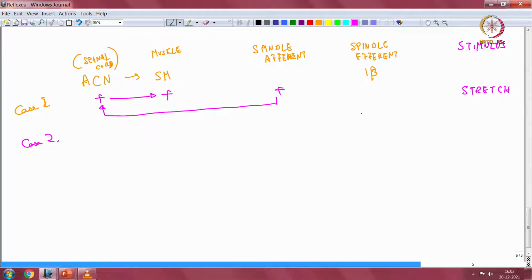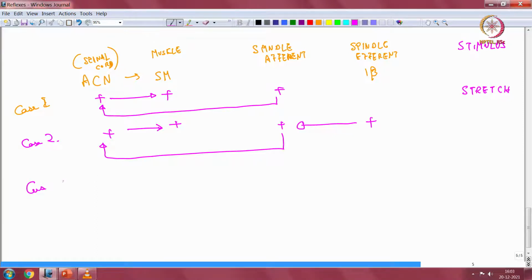Case 2, we give spindle efferent. Now, what happens with spindle efferent is it causes spindle afferent activation. Why? Because there is stretch in the spindle. So, both the peripheries contract, spindle gets stretched, muscle is not stretched, spindle is stretched. What does this do? It causes ACN activation and that causes smooth muscle activation. So, that's the other way of doing it.